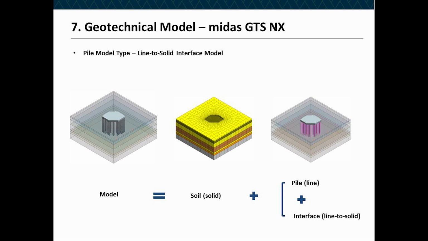So a solution that can also be done in MIDAS GTS NX is to consider the pile as a beam type element, so converting a line to a beam and creating an interface to simulate its behavior. Besides it not being the best solution numerically speaking, it still offers good results when calibrated. So the model is equal to the soil, which is composed of a solid mesh, plus the piles, which are lines converted to beams, and interface lines to solid.